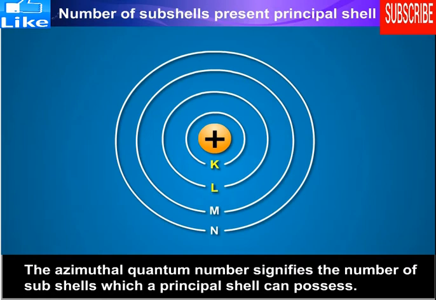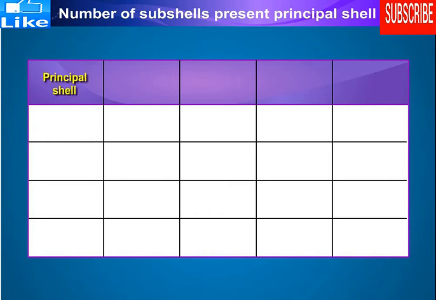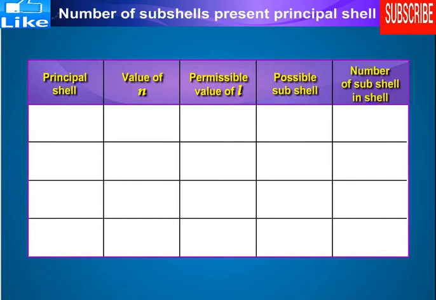It is illustrated in this table. Principal shell, value of n, permissible value of l, possible subshell, number of subshells in shell. Principal shell is K. Here, value of n is 1. Permissible value of l is 0. Possible subshell is s, and number of subshells in shell, 1.